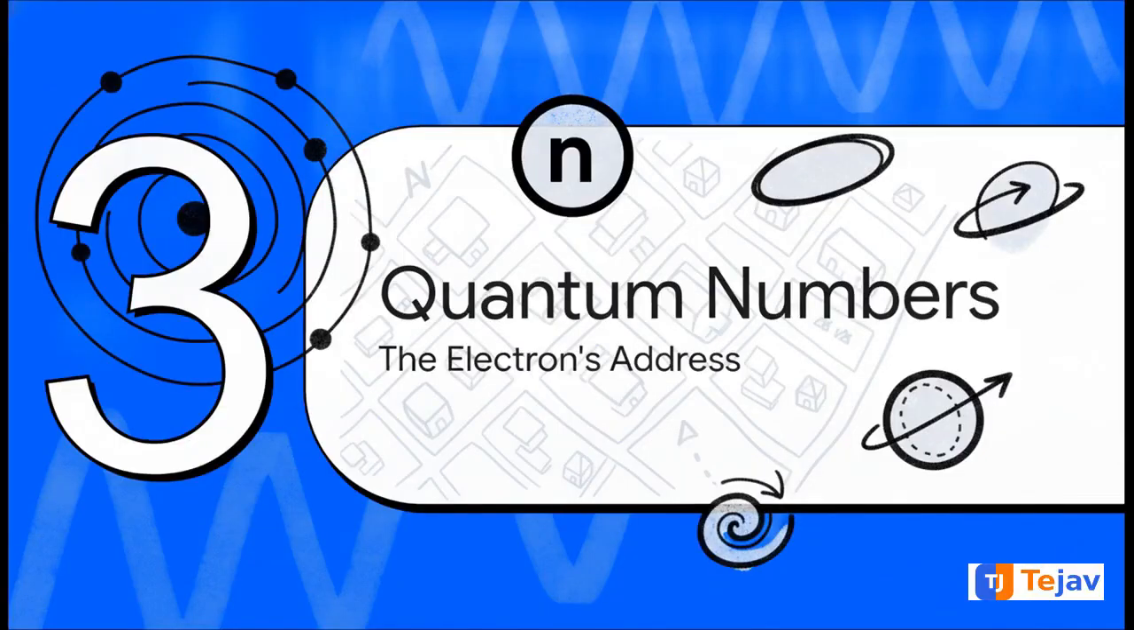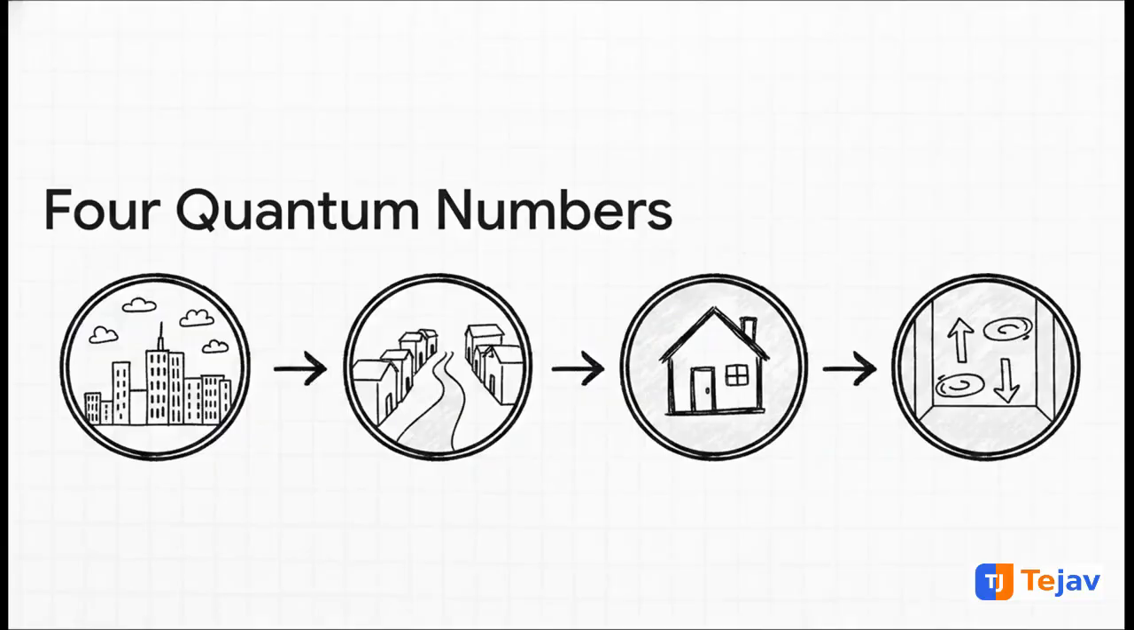Moving right along to Section 3, understanding quantum numbers. If orbitals are the general neighborhoods, quantum numbers are the hyper-specific street addresses. Every single electron in an atom gets a totally unique 4-part postal address. You've got the principal number, n, which is like the city.